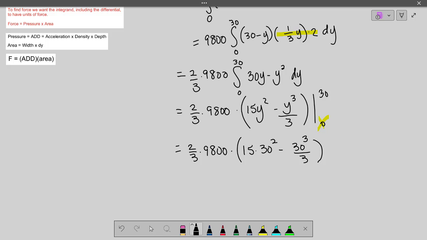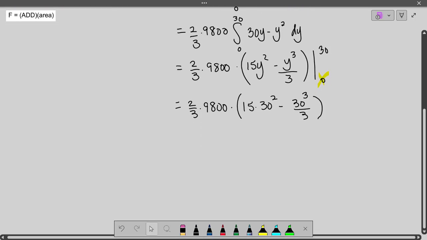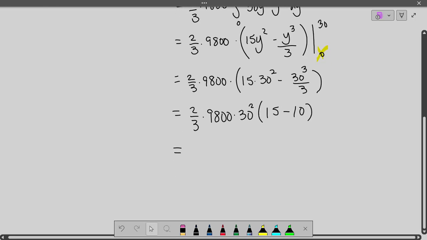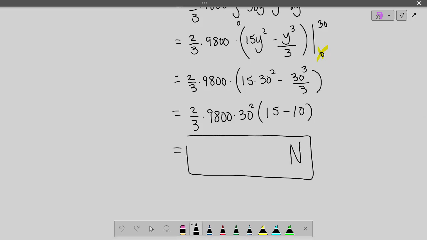And then we just have to multiply that all out. I don't know what the easiest way to do that is. Somebody start multiplying on their calculator. If I was doing this, I would factor out the 30 squared, leaving us with 15 minus 30 divided by 3, which is 10. So whatever that gives us, and that will be in newtons. Whole bunch of newtons.